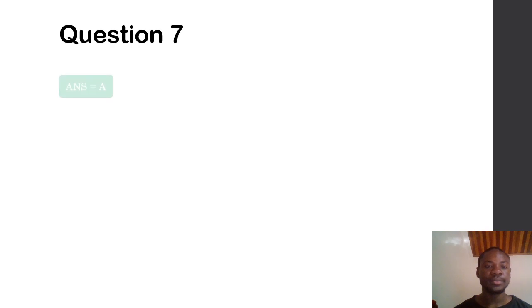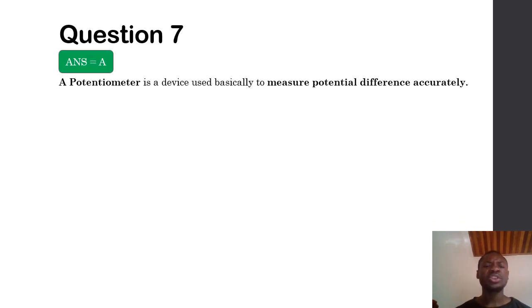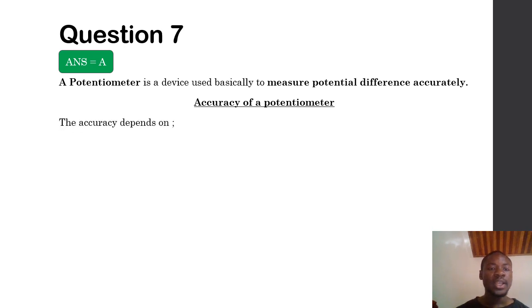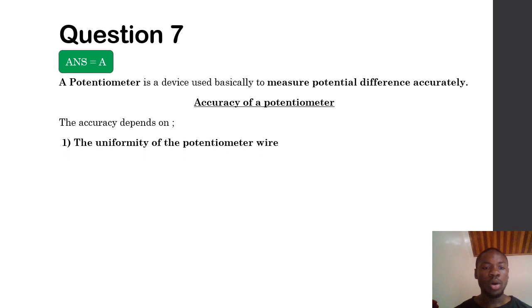Question 7. Answer is A. A potentiometer is a device used basically to measure the potential difference accurately. The accuracy of a potentiometer depends on 1. The uniformity of the potentiometer wire. That is, if the potentiometer is uniform throughout its length.